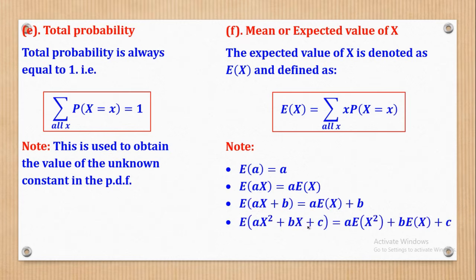What if it's a quadratic? It means that for this part it will be a multiplied by E(X squared). For this part it will be b multiplied by E(X), and this part it will only be c. So these ones will be used frequently. So a, b, and c are constants. It can be 1, 2, 3, 4, and so on.